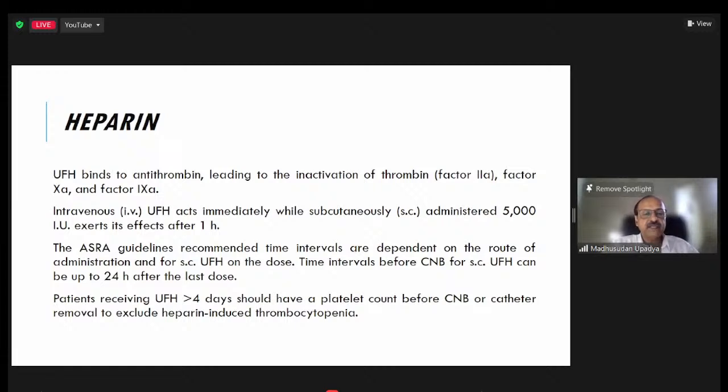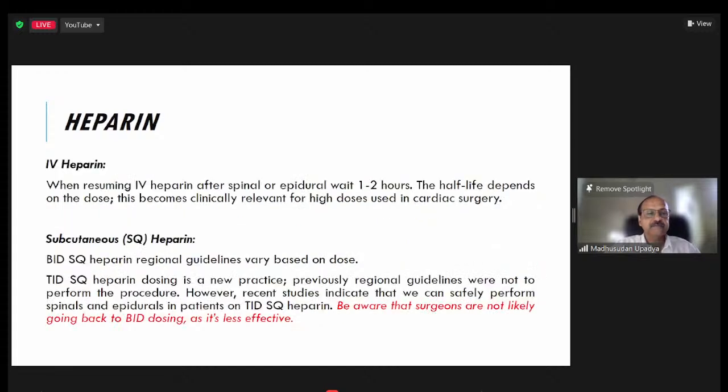And patients receiving unfractionated heparin for longer than 4 days, it's a possibility that the patient might have heparin-induced thrombocytopenia. Therefore, you have to do a platelet count before the central neuraxial blockade or catheter removal or whatever. All right. The HIT is a possibility. When receiving the IV heparin after spinal or epidural, you wait for about 1 to 2 hours, and the half-life depends on the dose. This becomes clinically relevant for high doses used in cardiac surgeries.